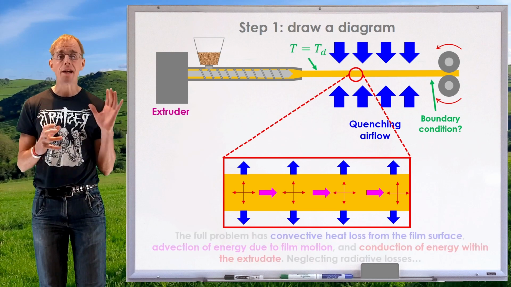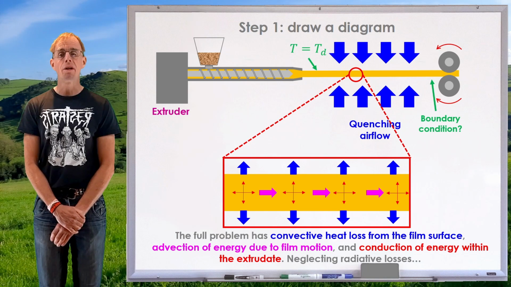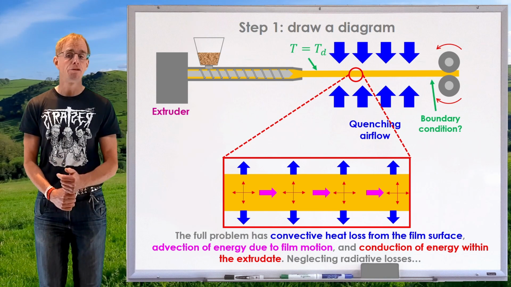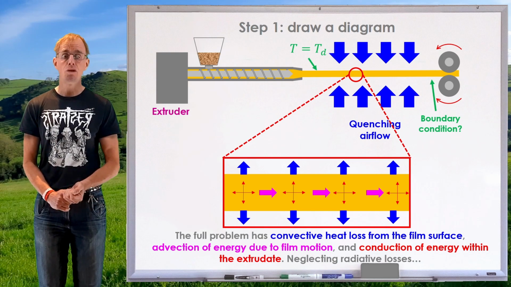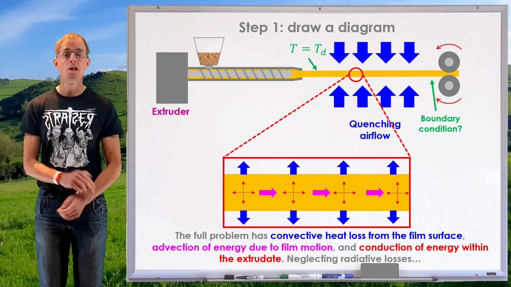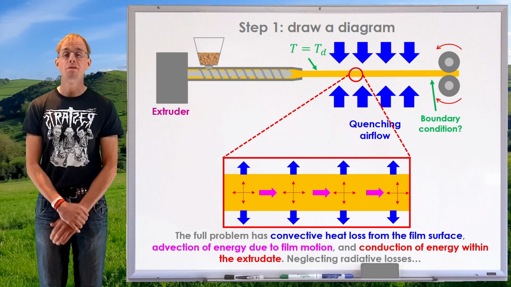All right, so that is my diagram of the heat transfer process. These are the physical processes that are going on, and so I've got convective heat loss from the film surface, or the sheet surface. I've got advection due to film motion, and I've got conduction going on within the material. So I've neglected radiative heat transfer again.